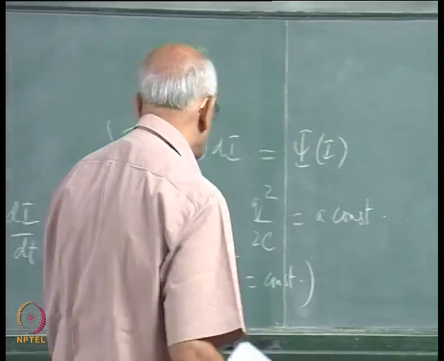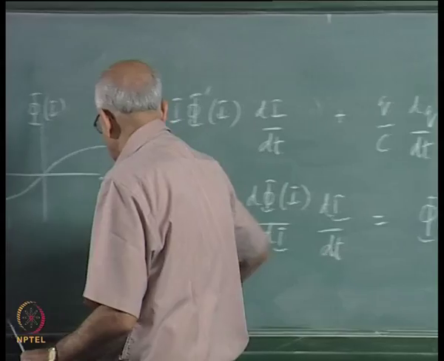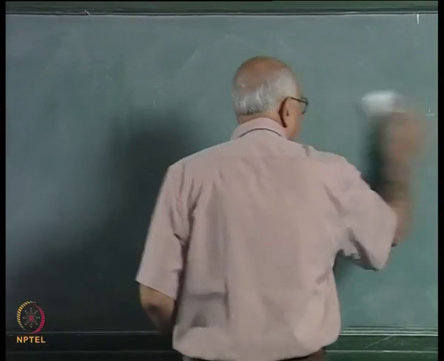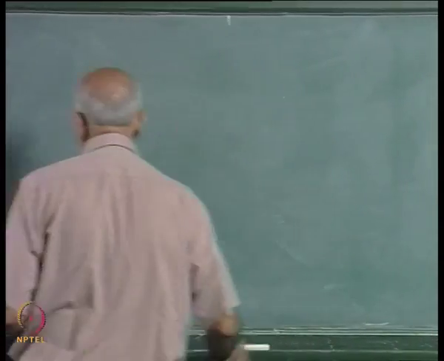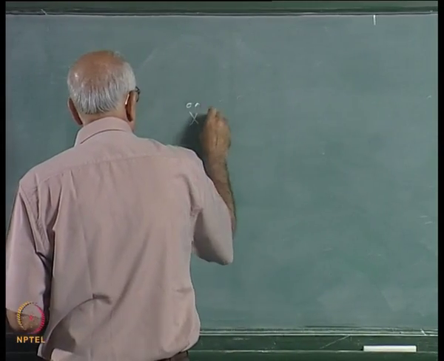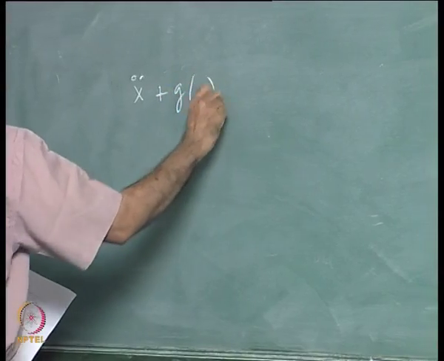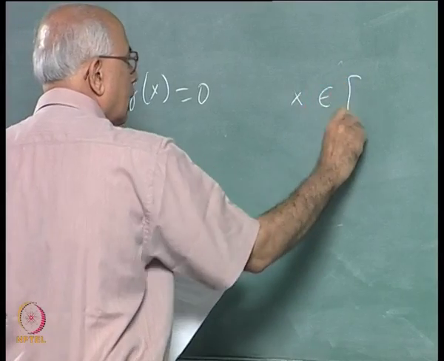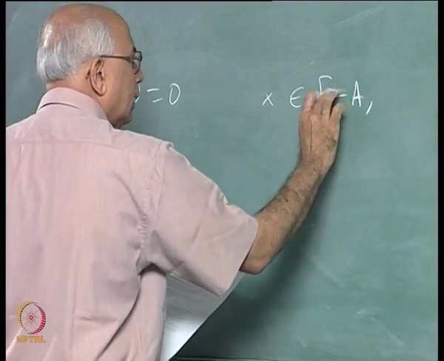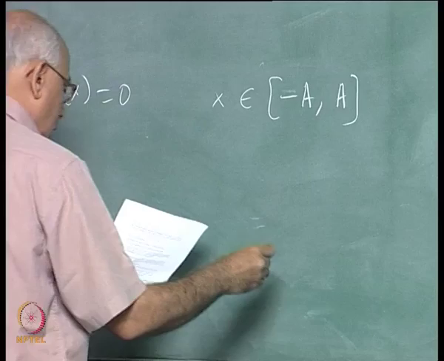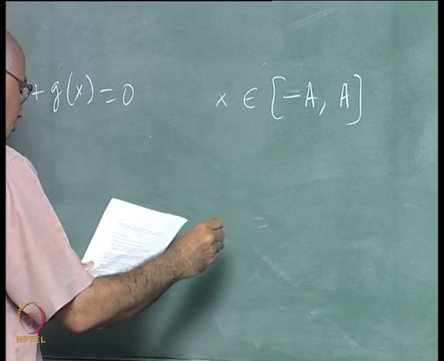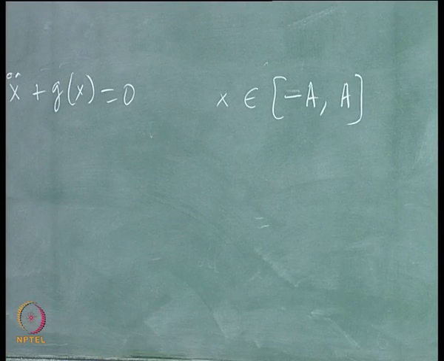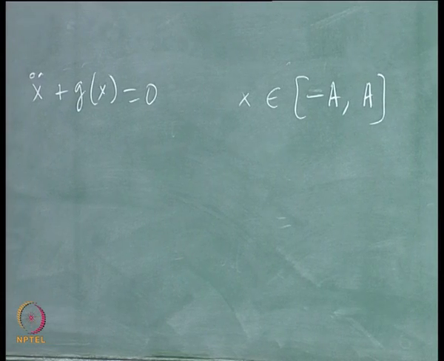Similarly, the next problem also says you have zero and you are told x is an element of minus a, and you are further told a is some positive number and g of x is a given continuous differentiable odd function with g prime of x greater than 0.